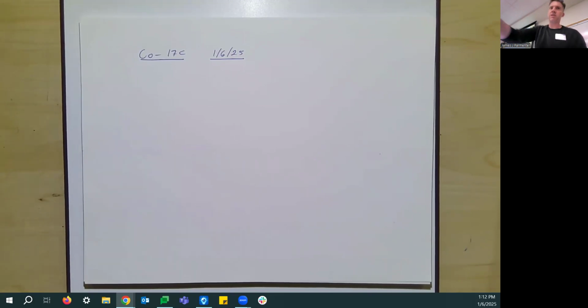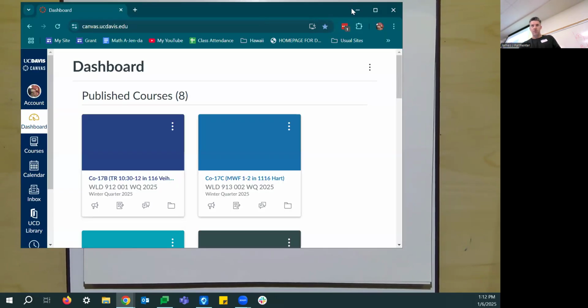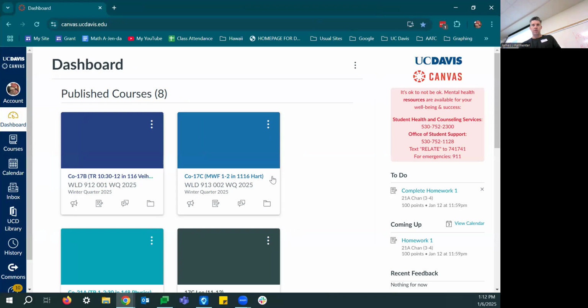What else? Let's go ahead and look at Canvas real quick. You all had class earlier today. Hopefully you all went and talked about functions of 2 variables or 3 variables, and probably just 2, and domain, and maybe a couple other things. Let's go ahead and look at our Canvas though. So let me pull this up over here. Let's go to Co-17C, which is this one right there.